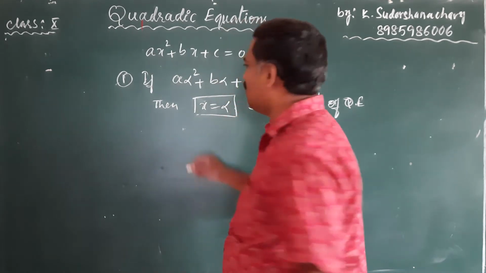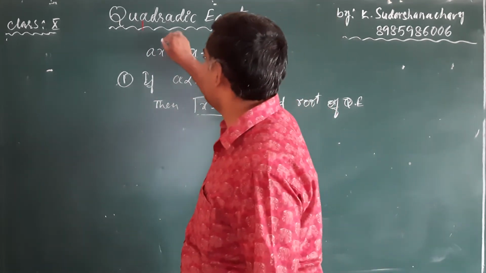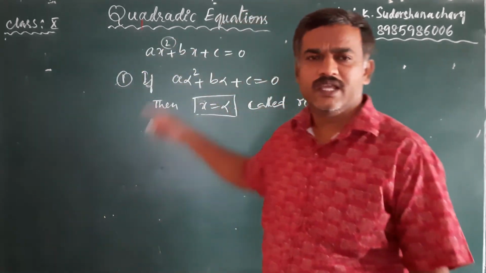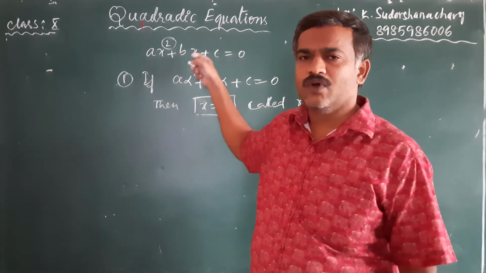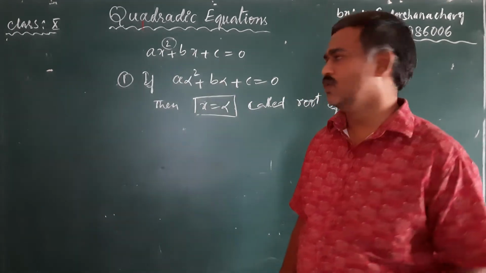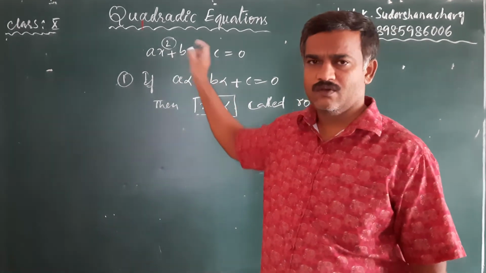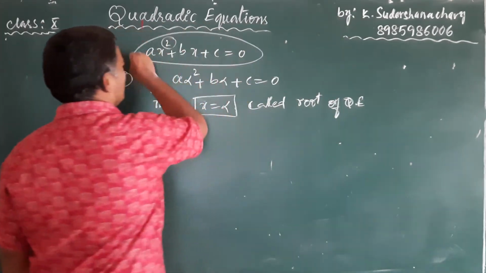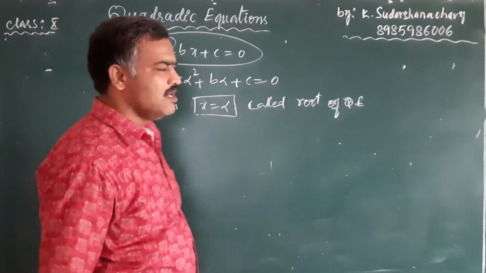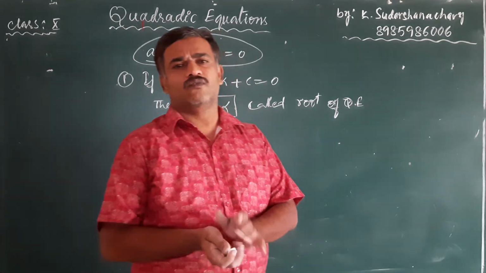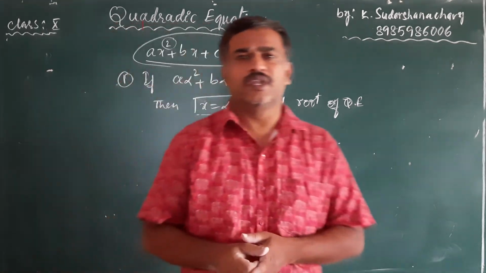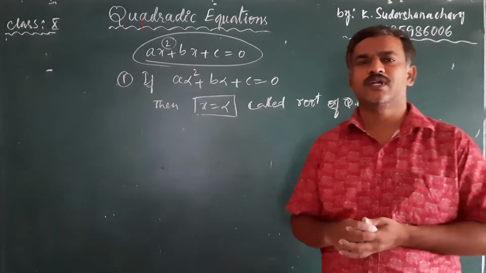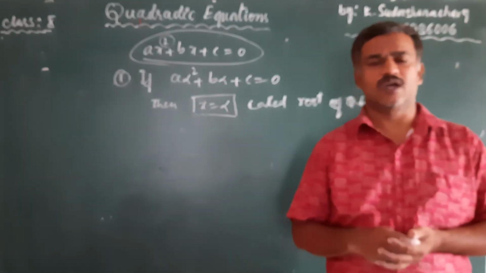Now here the quadratic equation is nothing but a second degree equation. That's why this quadratic equation contains two roots. Now here, to find the roots of the quadratic equation, we follow some methods. One is the factorization method, next completing square method, formula method, and graphical method.